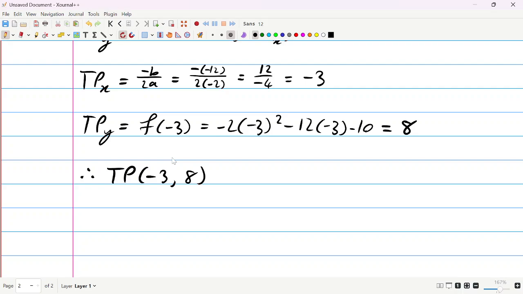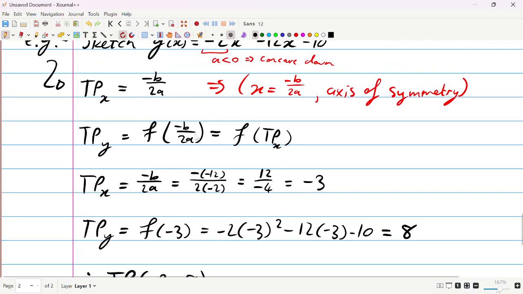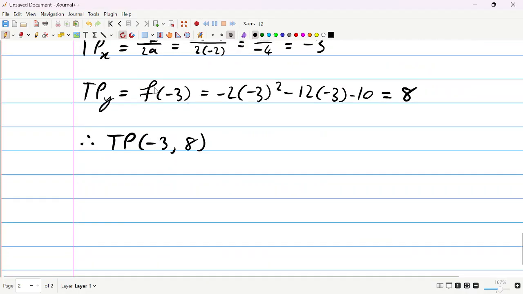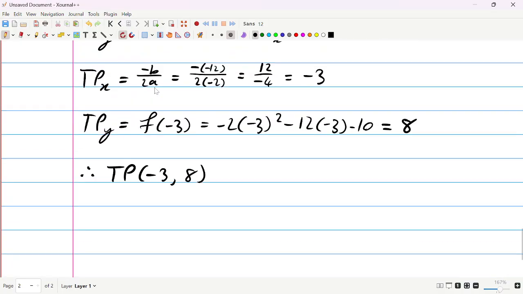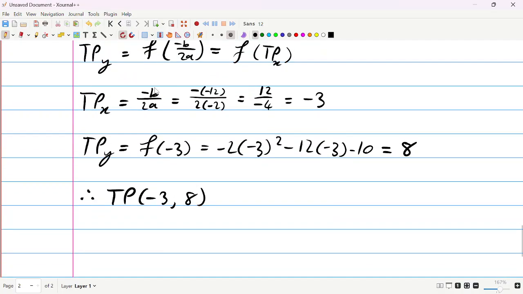I think there was another method. I think it was completing the square or something. But don't worry about that. Here we're just going to be using this. But I think completing the square was to derive this specific formula over here. But anyway, that aside, all we're going to find now is the intercepts.